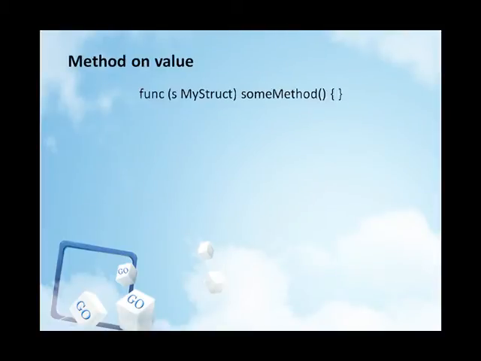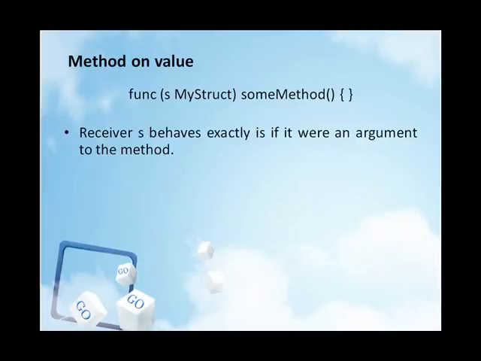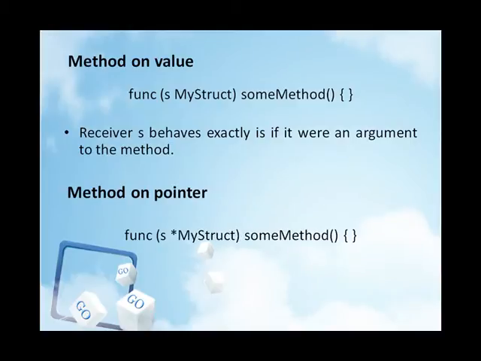Should we define methods on values or methods on pointers? When defining a method on a type, the receiver behaves exactly as if it were an argument to the method. Define the method on a pointer type if you need the method to modify the data the receiver points to. Otherwise, it is often cleaner to define the method on a value type.